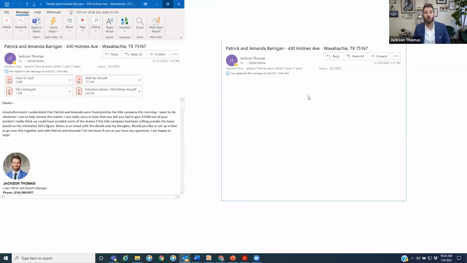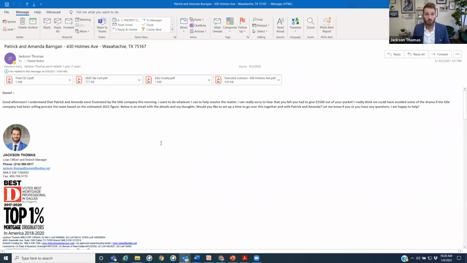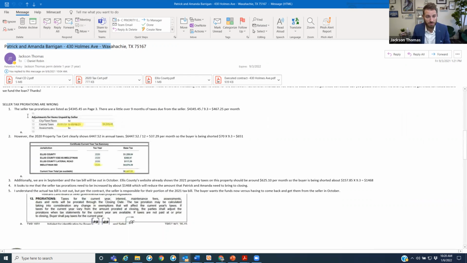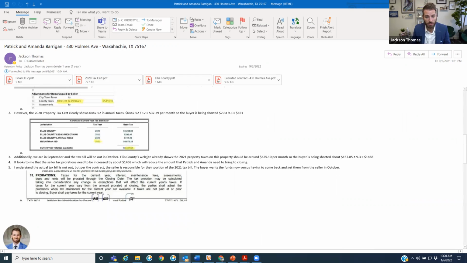So let's take a look here. Here's another example, the Patrick Berrigan file. If you can, going to the DCAD is the best place to go, like we did on the dentist file. But on the Patrick and American Berrigan file, it was the same thing. The seller's tax prorations were wrong. But this was in Ellis County, and Ellis County does not have a tax estimator tool on its website, so we had to do a more detailed breakdown.